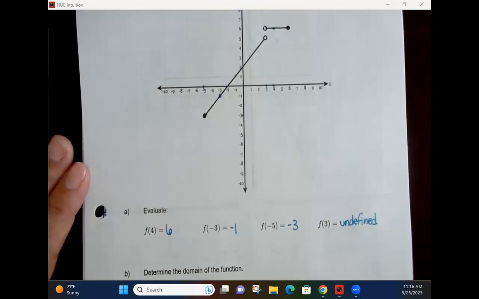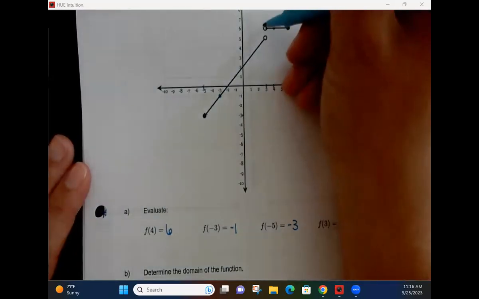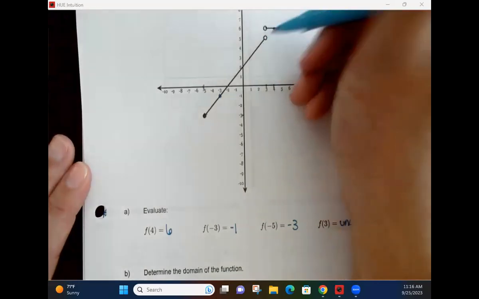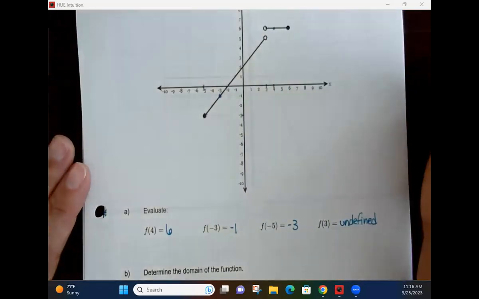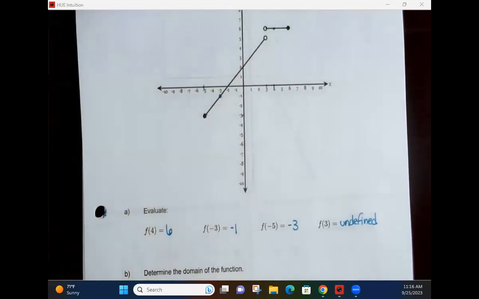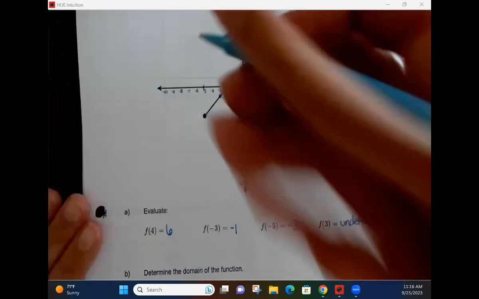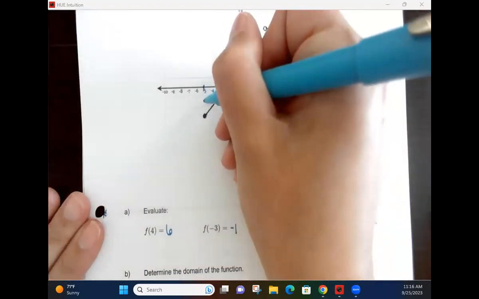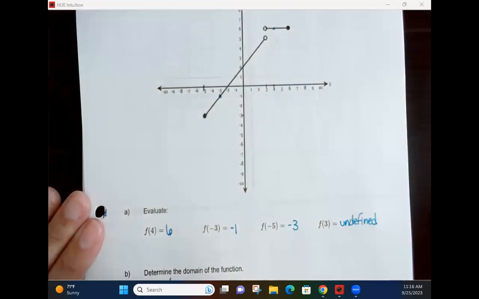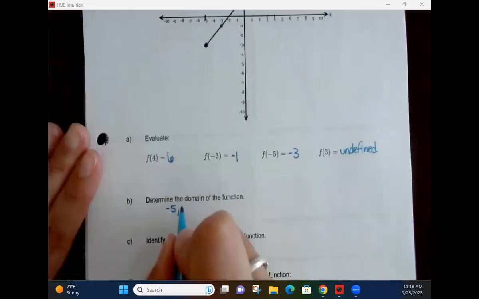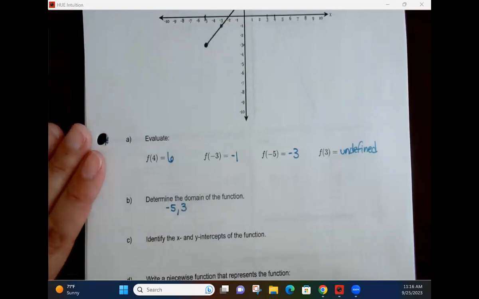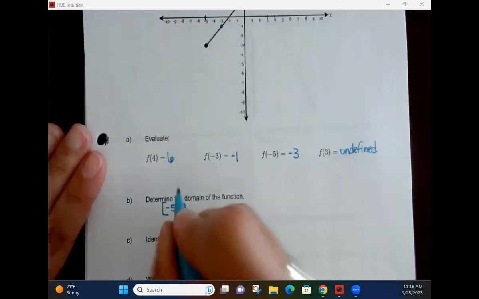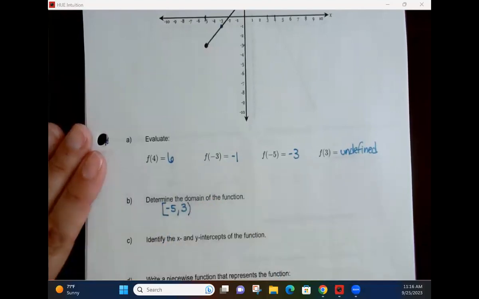So when I give the domain here, since we are not defined at 3, we don't have a function value when x is 3. When I write my interval for my domain, I'm going to have 2 pieces. I'm going to have a piece that represents this part. So when x is -5 up to 3, we're going to have a bracket at -5 since I have a closed point there, and a parenthesis at 3.